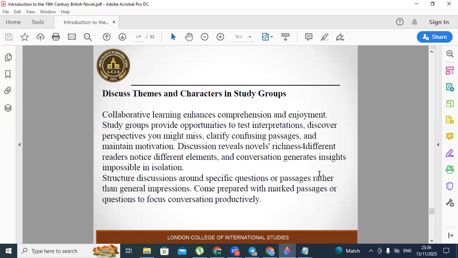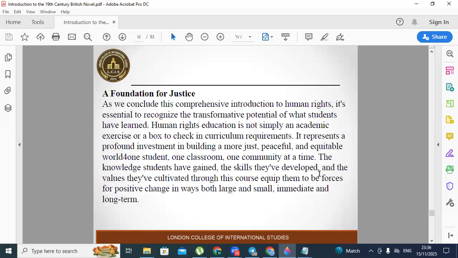Structure discussion around specific questions or passages rather than general impressions. Come prepared with marked passages or questions to focus conversation productively.